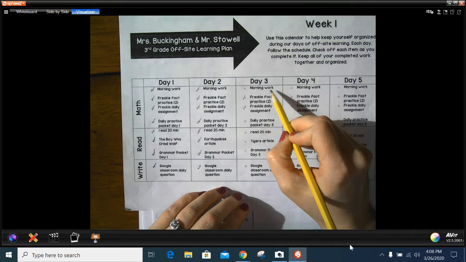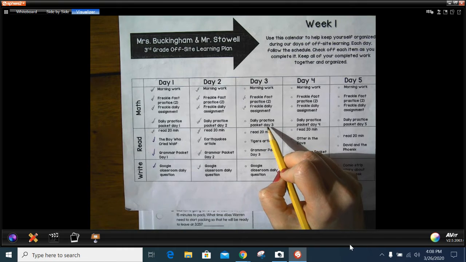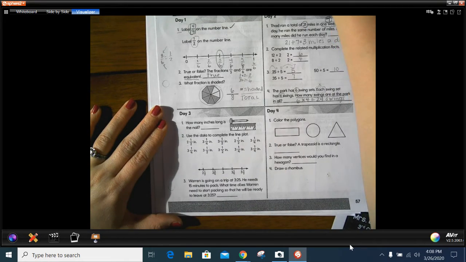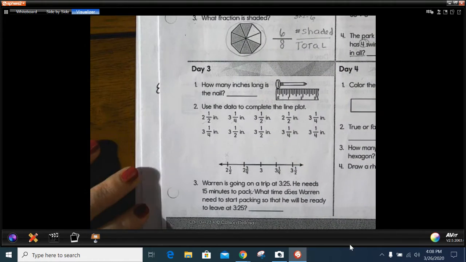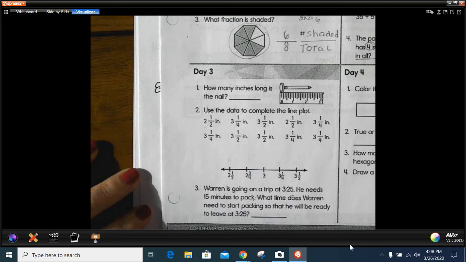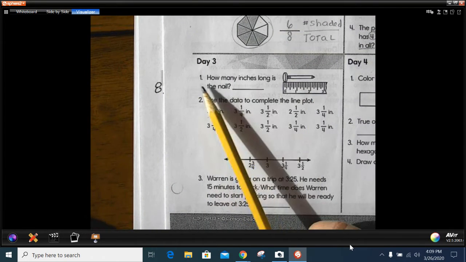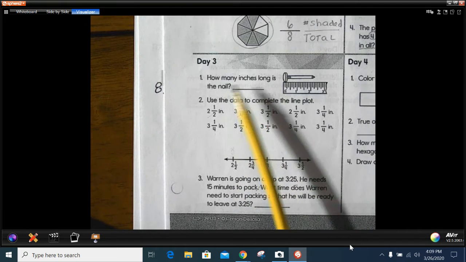Okay, so let's have your morning workout and also your daily practice packet, day 3. All right, let's zoom in a little bit here so that's bigger for you guys. Okay, so here we go. We're looking at this. We have the ruler. We need to know how many inches long is the nail.